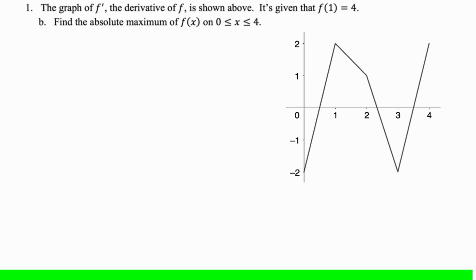Find the absolute maximum of f of x on the interval from 0 to 4. Keep in mind, we know that f of 1 is 4. So I'm just going to write down what f of x is, using an accumulation function. f of x is 4, the thing we start with, plus the displacement, which will be the integral from 1 to x of f prime of t dt. I'm using a dummy variable there. I could use f prime of u. You don't want to use f prime of x because x is the upper bound, and that just gets confusing.